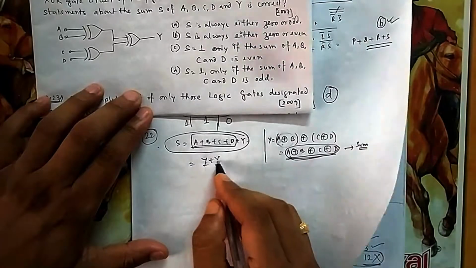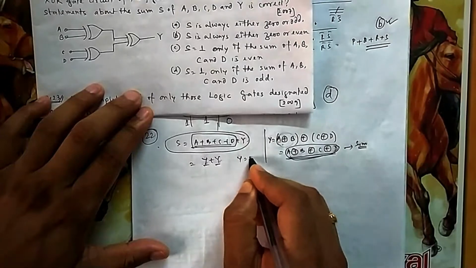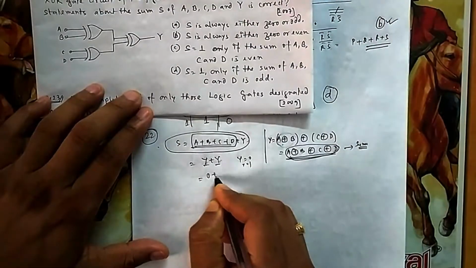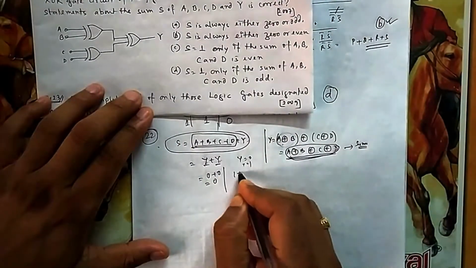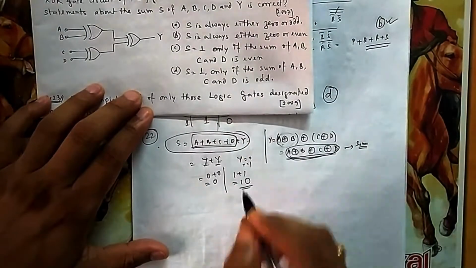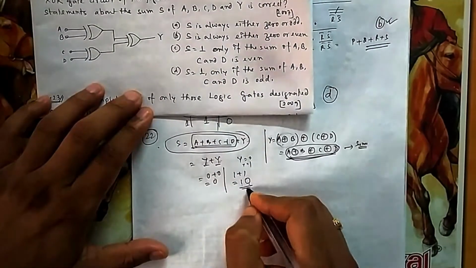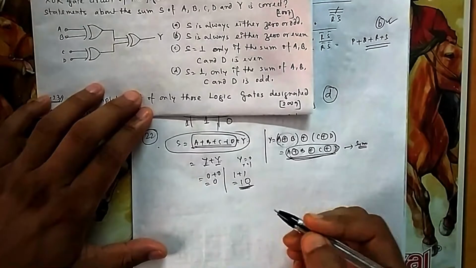It cannot be, both should be either 0 0 or 1 1, because both is Y. So Y can be 0 or Y can be 1. If you put 0 0, then output is 0. And if you put 1 plus 1, it will be 1 0. If you add the bits, then it will be 1 0. 0 will be sum, 1 will be carry. That is 2, 1 plus 1, decimal 2 it will come.